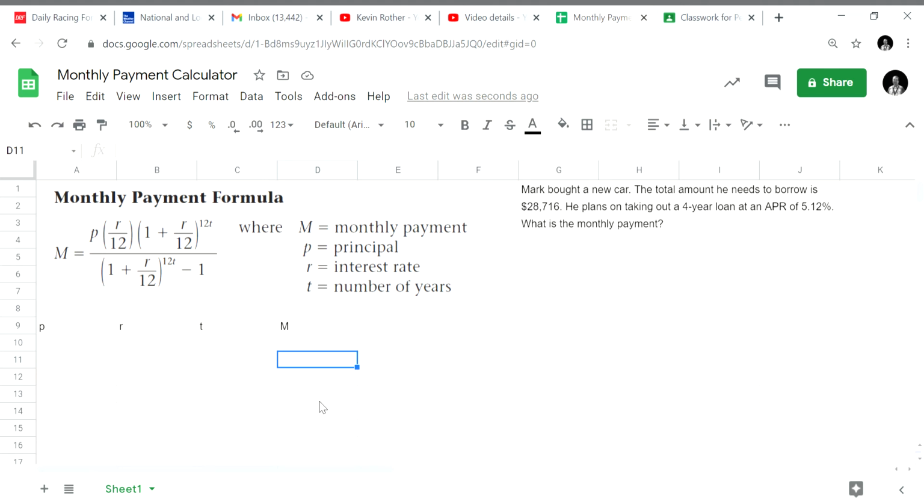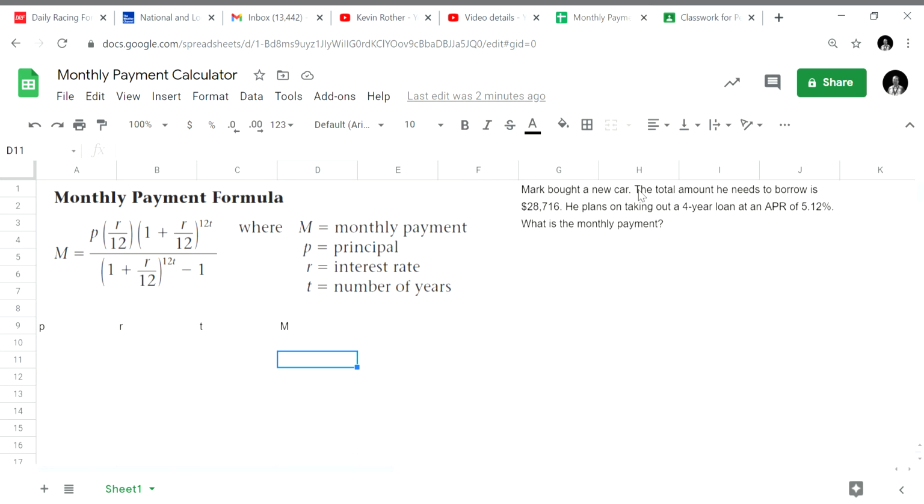Mark bought a new car. The total amount he needs to borrow is $28,716. He plans on taking out a 4-year loan at an APR of 5.12%. What is the monthly payment? APR stands for annual percentage rate, and that's what the bank will be charging you. So I've entered into our columns P, R, and T, which is what we're going to input, and then M is our monthly payment, which is going to be this formula.